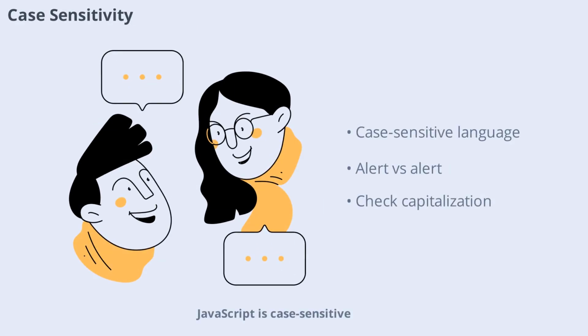JavaScript is case-sensitive, meaning uppercase and lowercase letters are treated differently. For example, alert and Alert are not the same. Always pay attention to capitalization when writing code.